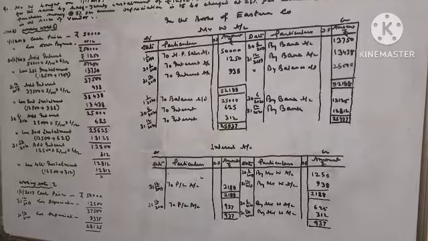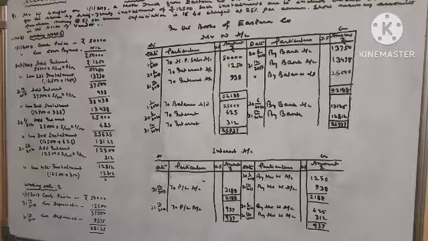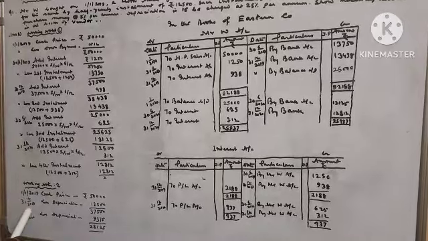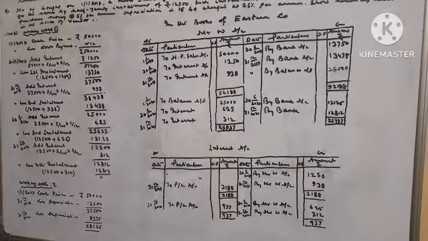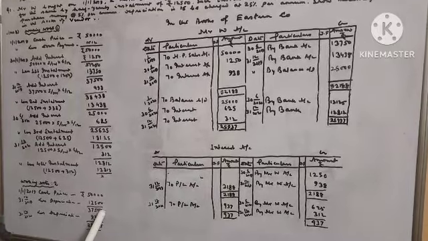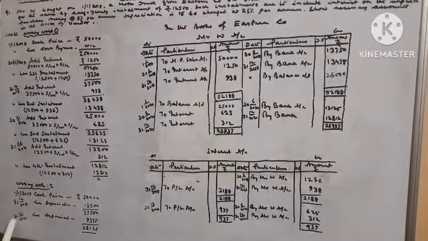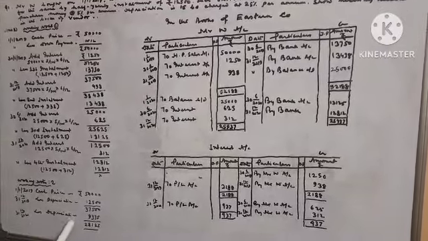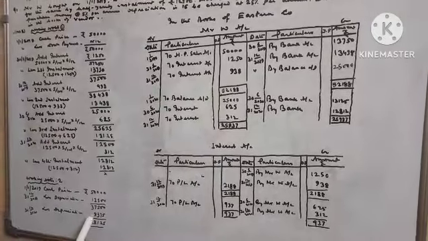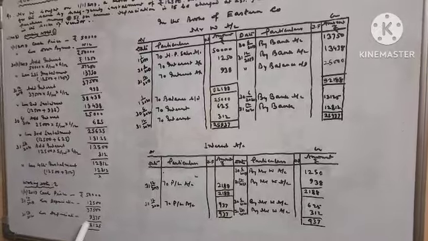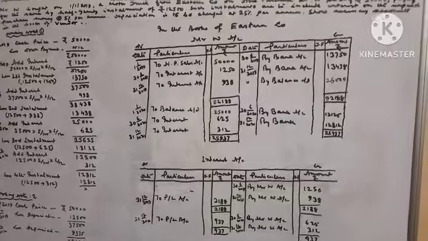Second working note. On 1/1/2019 the cash price was 50,000. After 1 year, that is 31/12/2019, less depreciation, that is 12,500. After deducting the depreciation amount, the balance of the asset is 37,500. Again on 31/12/2020, less depreciation on 37,500 at the rate of 25%, that is 9,375. After deducting 9,375, the balance of the asset will be 28,125.